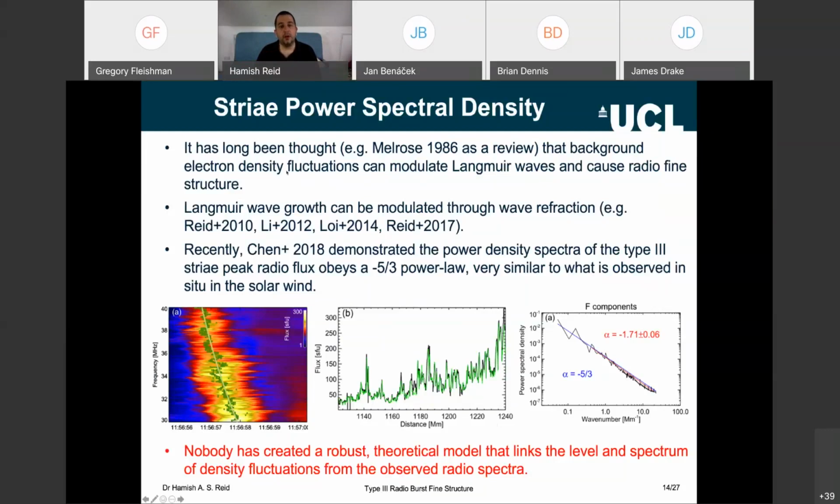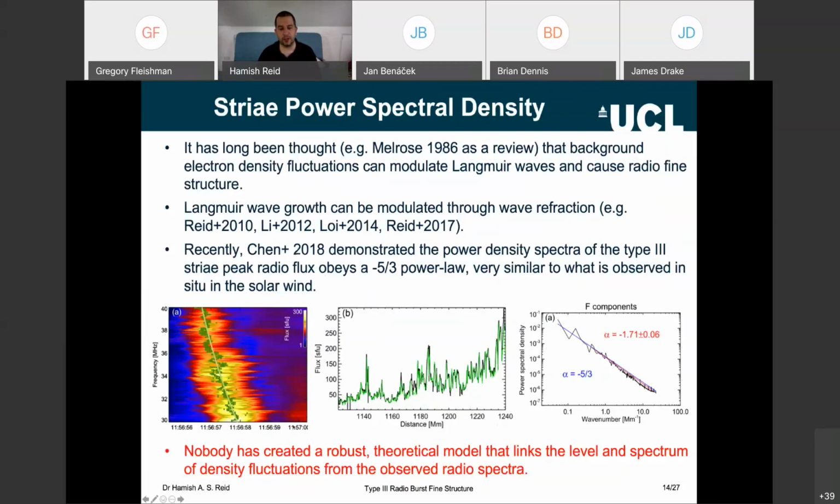In actual fact, Loi and Lee produced synthetic type 3 radio emission as well with respect to the fluctuations. And so, yeah, the Langmuir wave growth is modulated. Well, this is what we think is modulated. And not only that, a recent study by Chen et al.